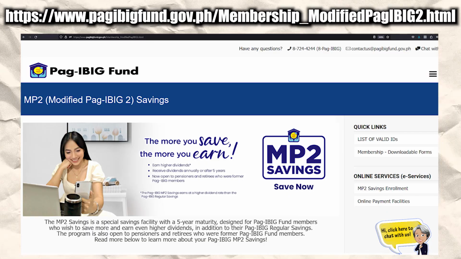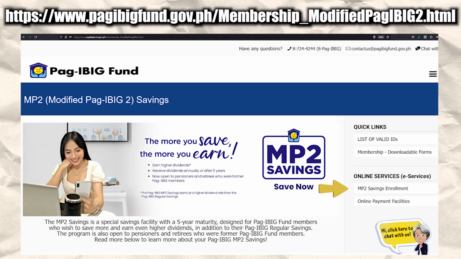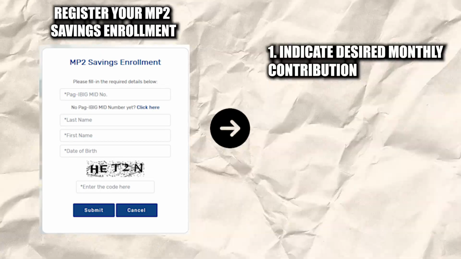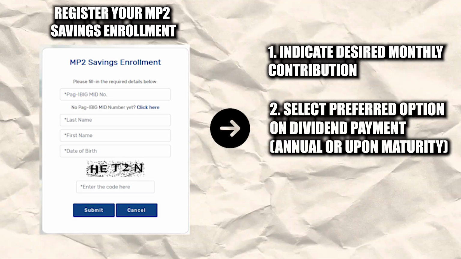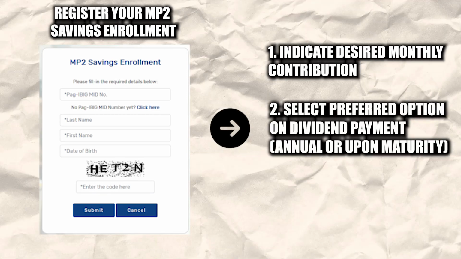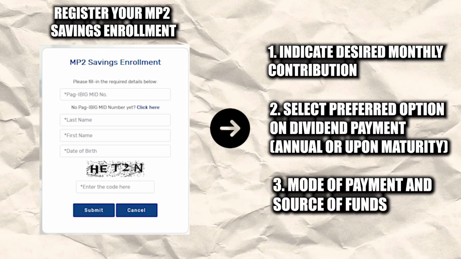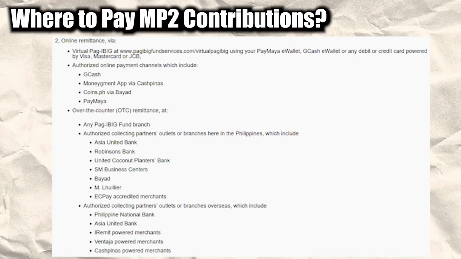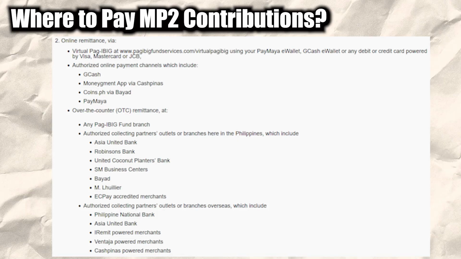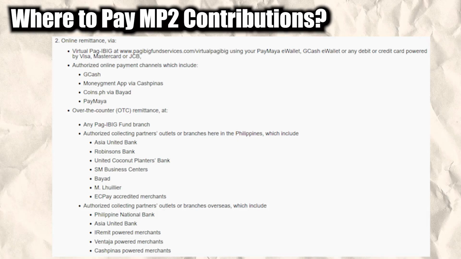Now that you know how MP2 works, you're ready to invest in this instrument. You just visit their website and from there use your PagIBIG membership ID, indicate your desired monthly contribution, and select your preferred option on dividend payouts, which can either be annually or at the end of the 5-year term. You can also indicate the mode of payment and source of funds, and for the MP2 contribution payments, you can use online payment channels and over-the-counter payment centers.